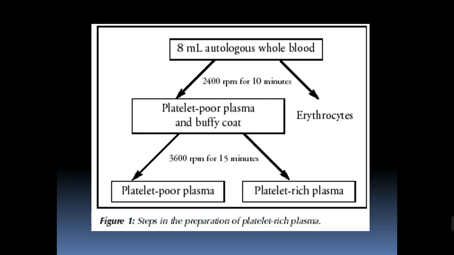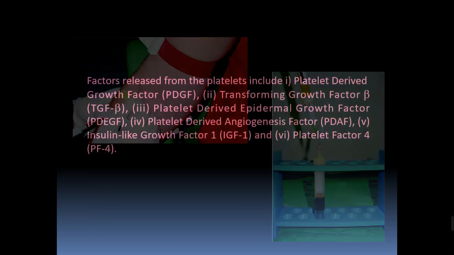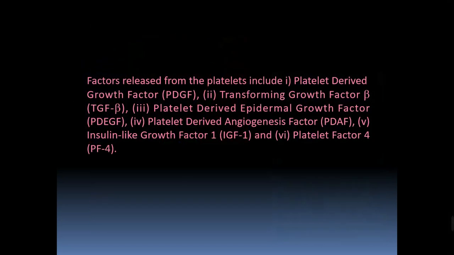So this is the flow chart: 8 ml of autologous whole blood, 2400 RPM for 10 minutes. The erythrocytes will separate, creating platelet-poor plasma and the buffy coat. Again, 3600 RPM for 15 minutes. We have two components: the PPP and the platelet-rich plasma. This shows the blood being withdrawn. Now, factors released from the platelets include platelet-derived growth factor, transforming growth factor beta, platelet-derived epidermal growth factor, platelet-derived angiogenesis factor, insulin-like growth factor 1, and platelet factor 4.